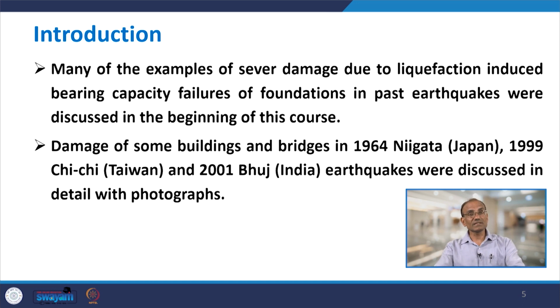Coming to the introduction of liquefaction, if you recall, in the first lecture of this course many slides were shared with examples of severe damage due to past earthquakes, and some of the examples were liquefaction induced bearing capacity failure of foundations. The damage to some buildings and bridges, particularly in the 1964 Niigata earthquake, the 1999 Chichi Taiwan earthquake and the 2001 Bhuj earthquake, was discussed in detail with photographs. So, you can refer to the first lecture on liquefaction induced failures and damages.